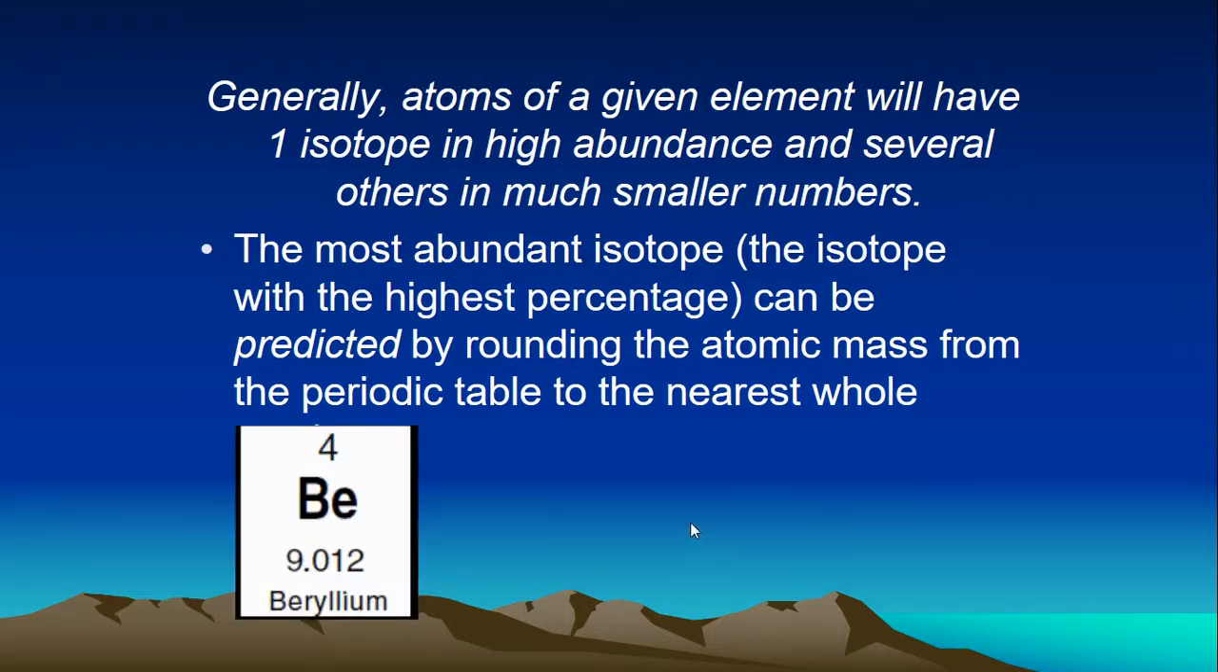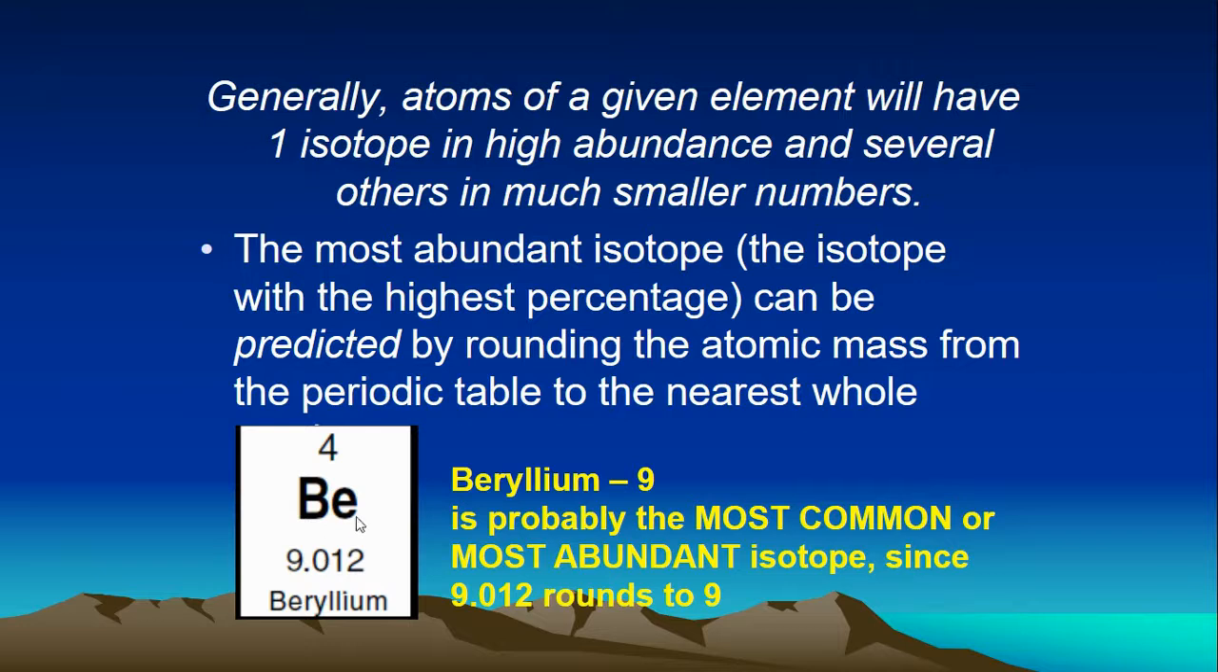Okay? So for instance, if you look at beryllium, its atomic mass is 9. So if you were to guess what is the most abundant isotope of beryllium, you'd probably say beryllium 9 because you're close to 9. Beryllium 9.012 rounds to 9. So probably the isotope that contributed the most to the weight, the average atomic mass of beryllium, was probably beryllium 9.